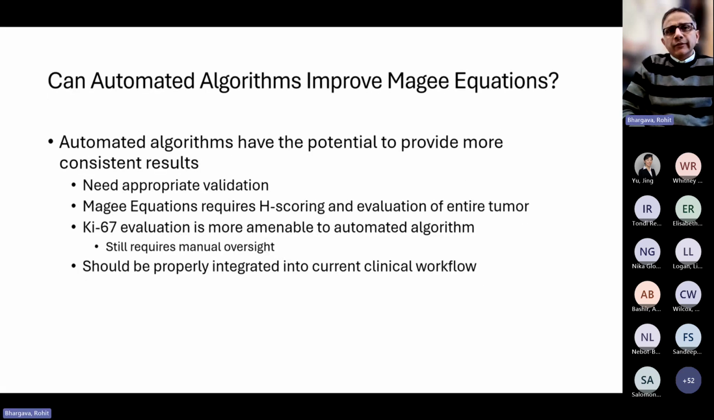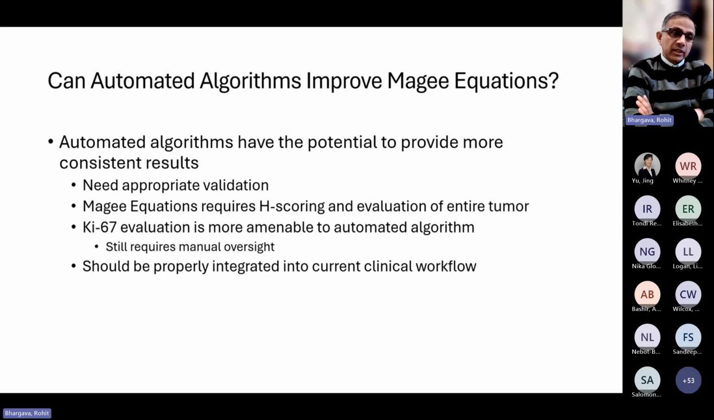Almost all of the data I have shown today, or the prior studies, have been done using manual estimation of the scores, the H scores, or even the Ki67, the majority of them. So the question is, can automated algorithms improve Magee equations? If you compare it to an experienced pathologist who does the H scores very meticulously and does the counts for Ki67, then I don't think automated algorithms will show significant improvement, but there is no question automated algorithms have the potential to provide more consistent results.